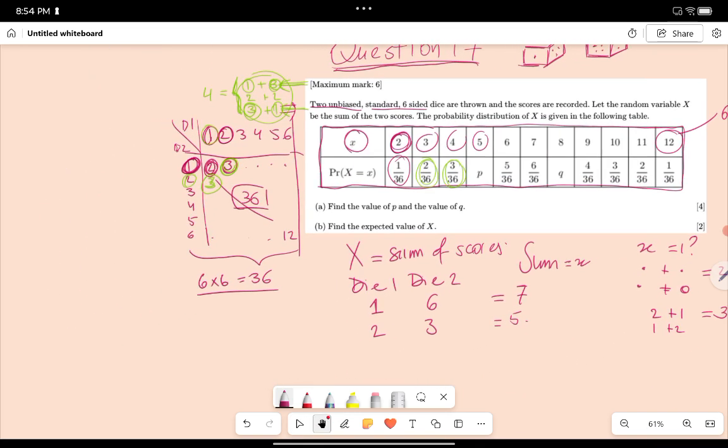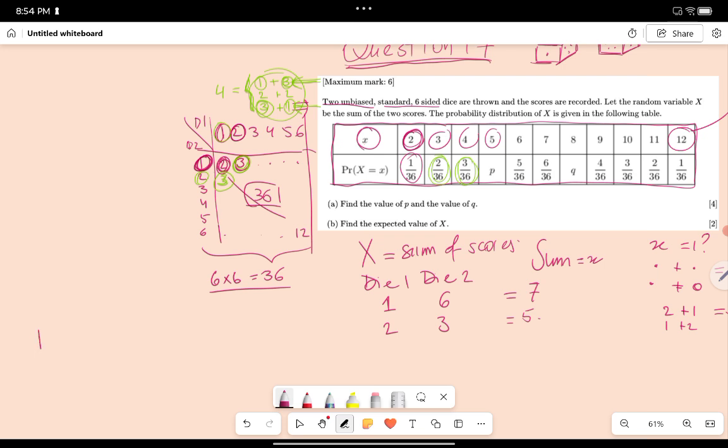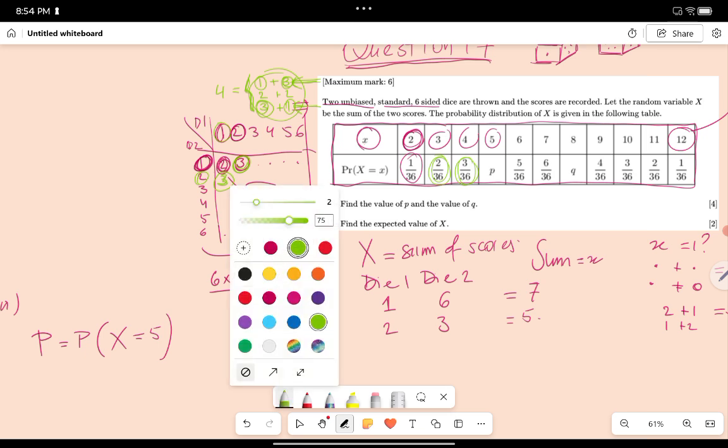Okay, so let's have a look at p. So p is the probability of throwing x is 5, isn't it? So we want the sum of our 2 dice to be 5. So what are the possible options to get 5?